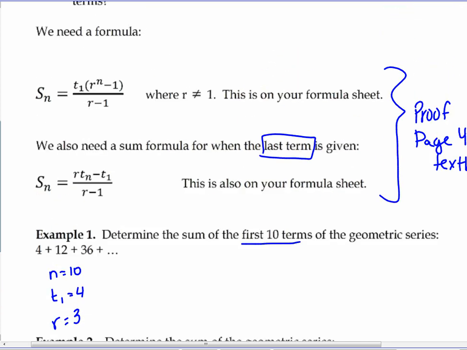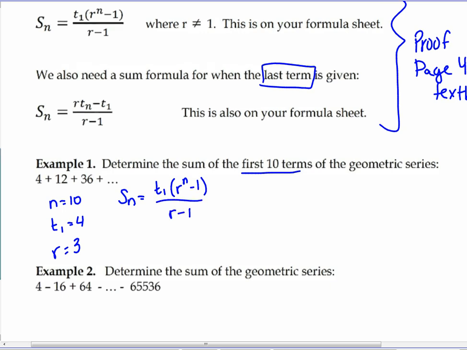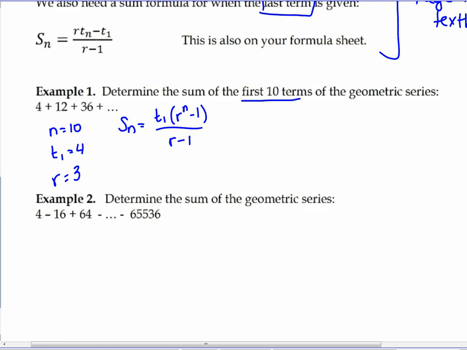The first one, right. So we want to use S of n equals term 1 times r to the power of n minus 1 all over r minus 1. Okay, so we're going to use that formula because we know the number of terms and we don't know the last term. So subbing this in, term 1 is 4 times, so brackets, r is 3 to the power of n, which is 10, minus 1. Now the minus 1 is not in part of the exponent. Okay, all divided by your r minus 1.